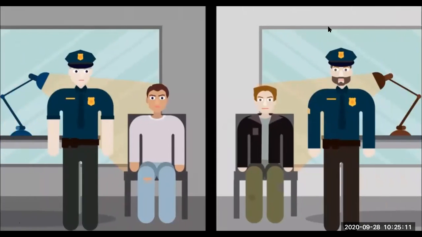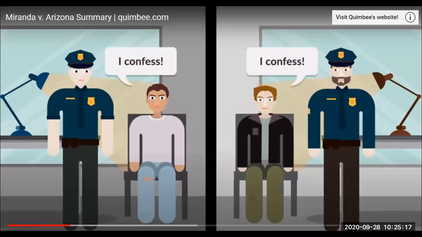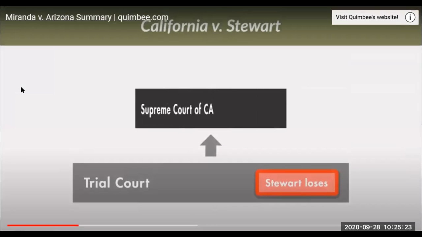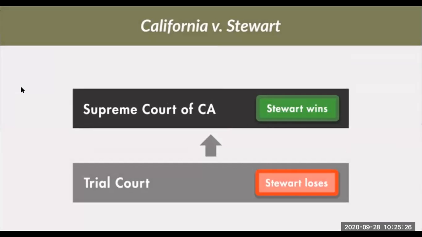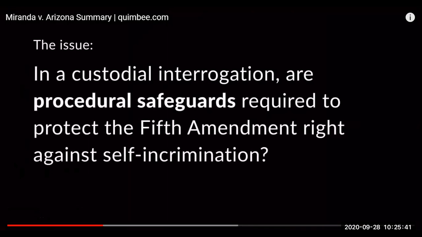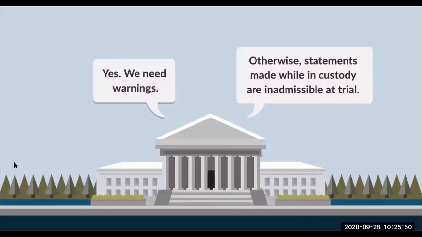Like Miranda, defendants Michael Vignera and Carl Westover confessed to crimes after extensive custodial interrogations without being notified of their rights. Their convictions were affirmed. However, the Supreme Court of California reversed Roy Allen Stewart's conviction because the record was silent on whether he had been advised of his rights. The United States Supreme Court accepted these 4 cases to determine what kinds of custodial interrogation procedures were required to adequately safeguard the Fifth Amendment right against self-incrimination. The court held that without certain hallmark warnings regarding the right to remain silent and the right to counsel, statements made during custodial interrogation were inadmissible at trial.